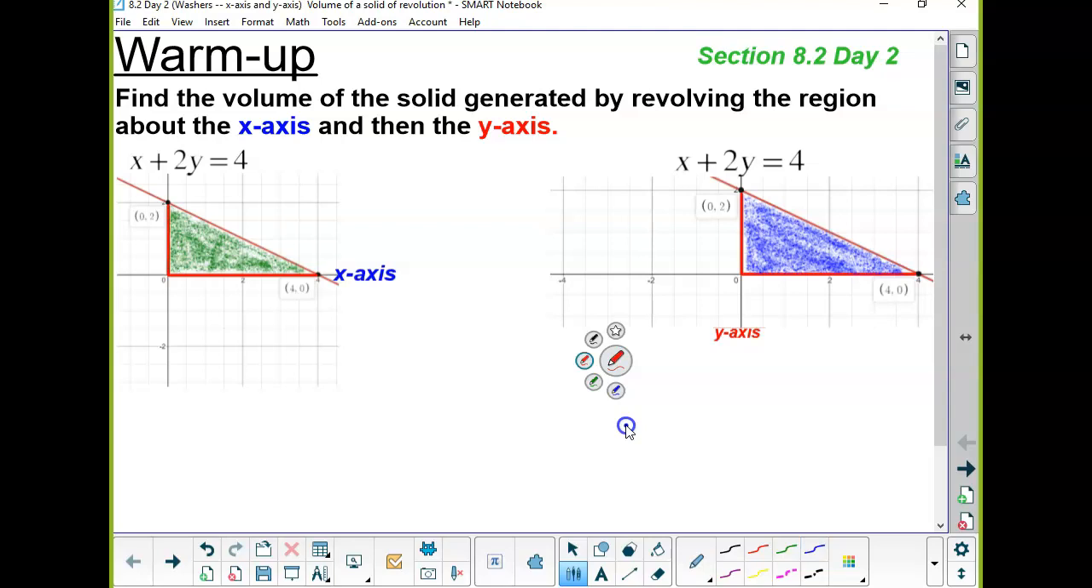So find the volume of the solid generated by revolving the region around, in this case, the x-axis. So what's going to happen is this green area is going to rotate off the page and physically come up, and then rotate here, and then go behind the smartboard. So it's going to rotate around and come back. So picture a three-dimensional image.